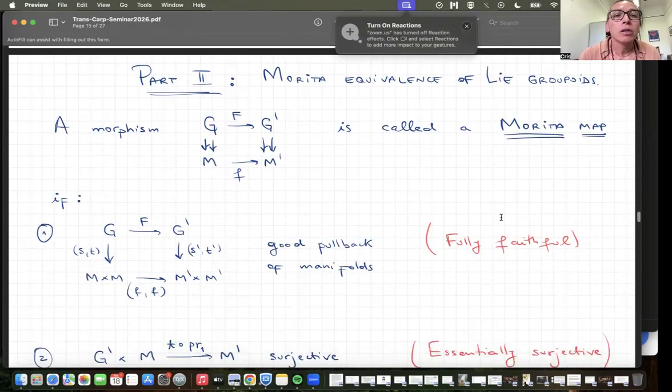This is related to the notion of Morita equivalence of Lie groupoids. So I'm going to fix a morphism F between G and G prime. Just let me close my window here.